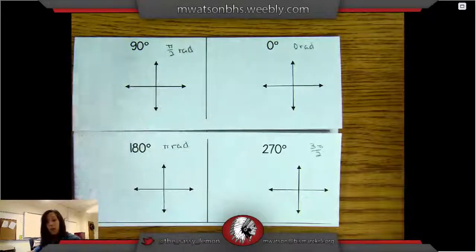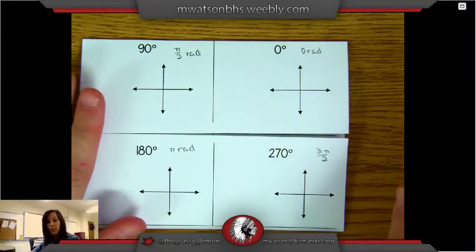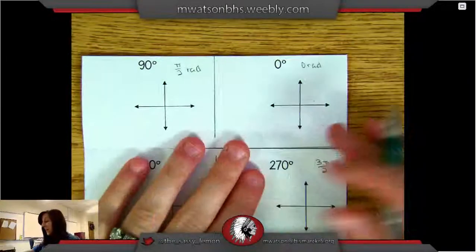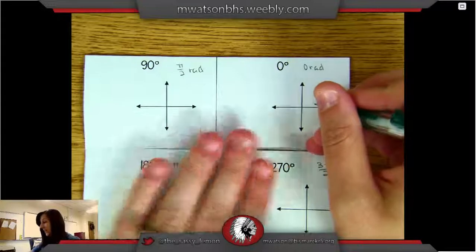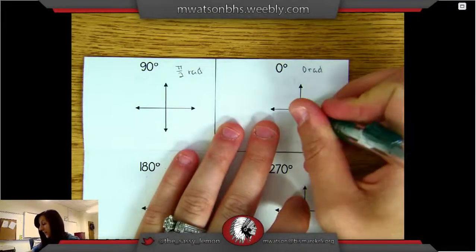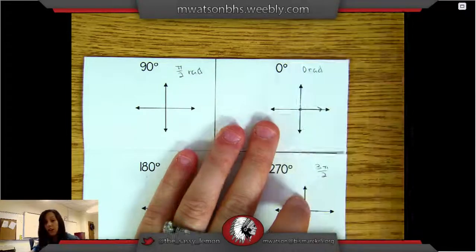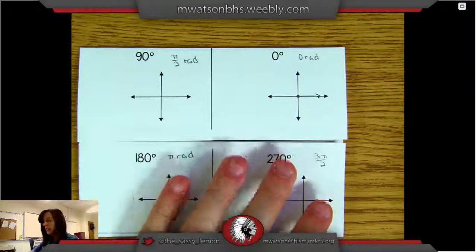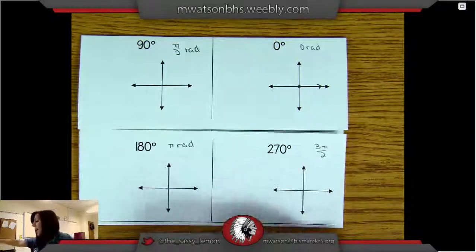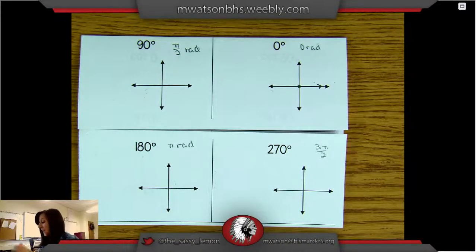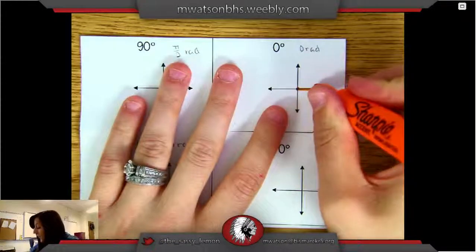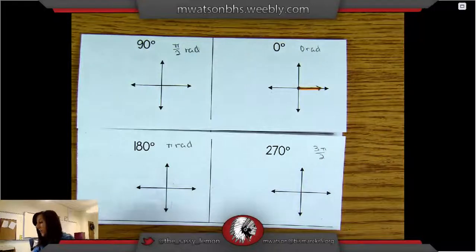Alright, so now let's go ahead and get started with what I really want to do here. If we have an angle that's 0 degrees, what that really means is the initial and terminal sides are on top of each other. I'm going to highlight that just so you can really see it. Our angle is on top of itself.